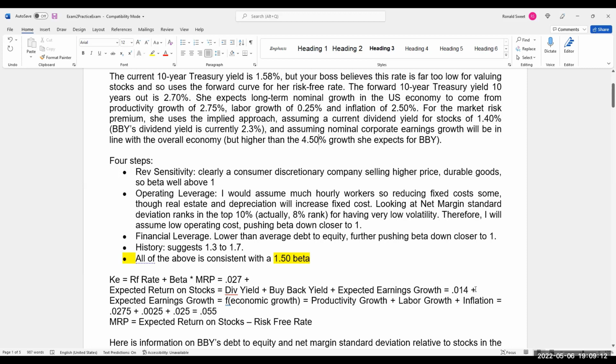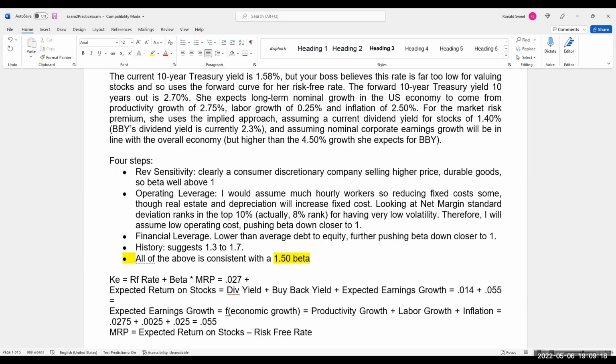So we got 0.014 plus 0.055. That gives us expected return on stocks of, I've got to find that, 0.069. So the market risk premium is 0.069 minus 0.027 equals 0.042.